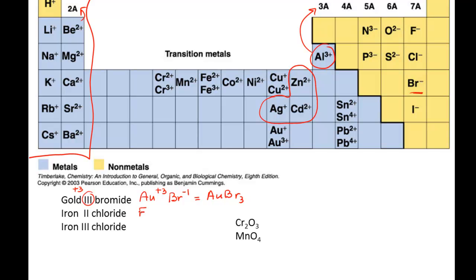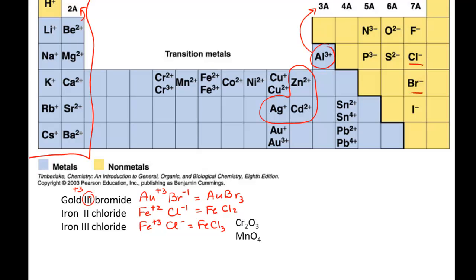With iron 2 chloride, I know that iron is +2. Chloride again is in group 7, it's -1. So I'll need iron and 2 chlorides. Whereas iron +3 chloride will need iron with 3 chlorides.